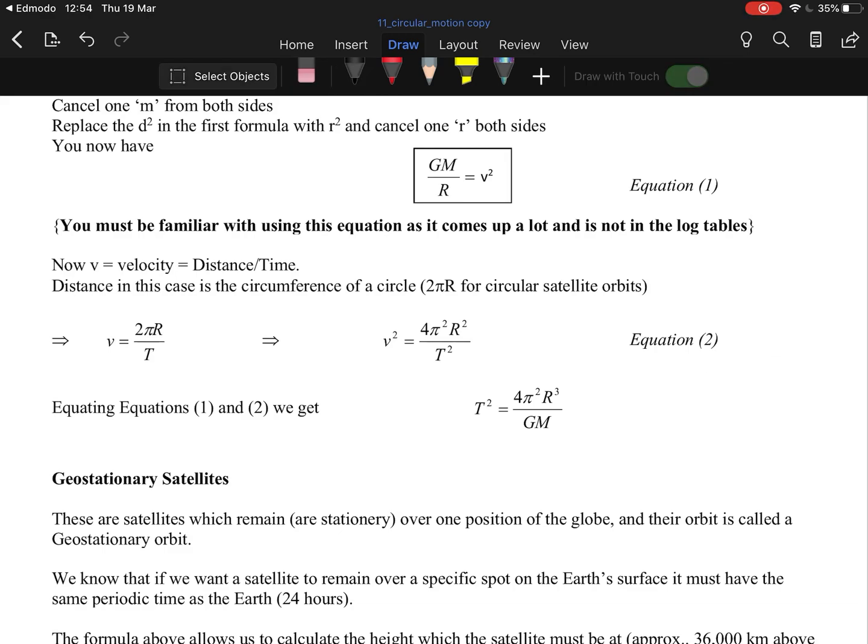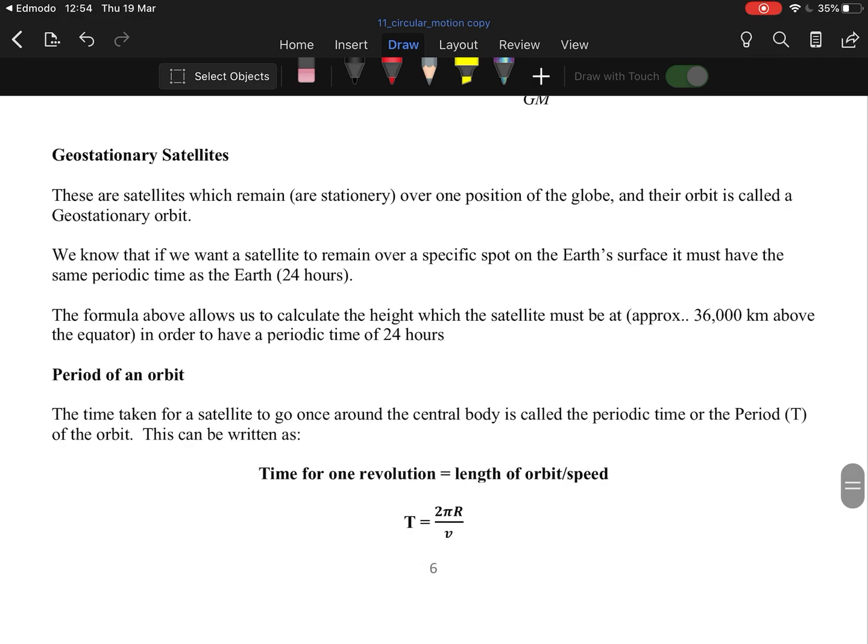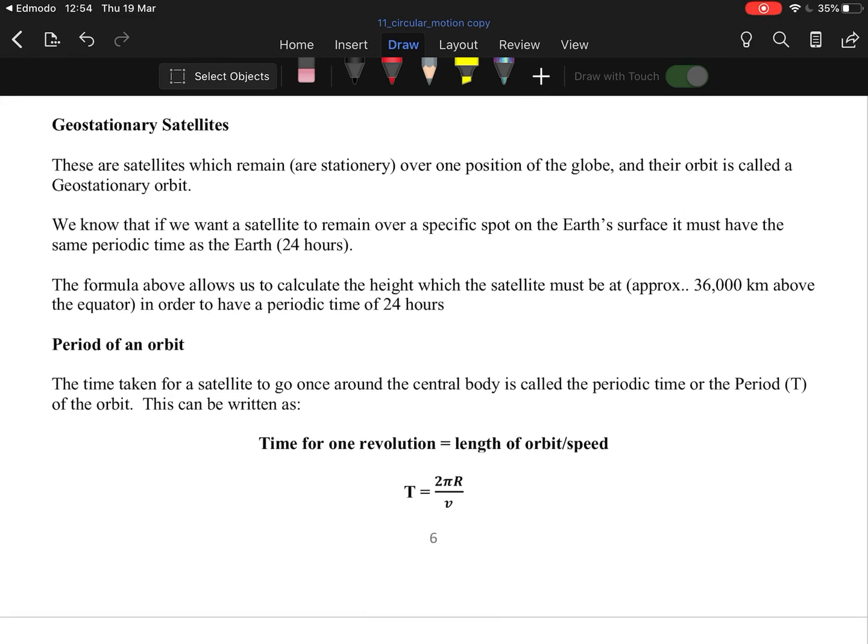So geostationary satellites. So this question comes up. Now let me see. There's no such thing as a definition of a stationary satellite. But where the idea of what is a geostationary satellite comes up is basically they will tell you that a satellite is a geostationary satellite. Now, if it's a geostationary satellite about the Earth, then what does that mean? It means it must remain over a specific spot of the Earth's surface. Therefore, it has the same time as Earth, 24 hours.